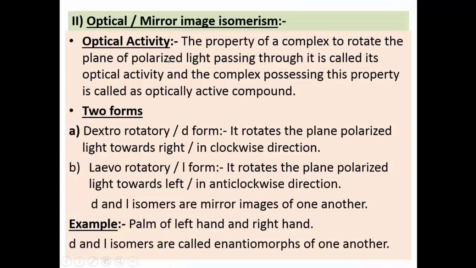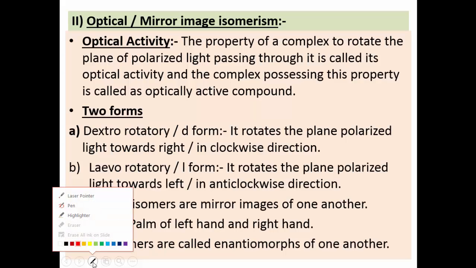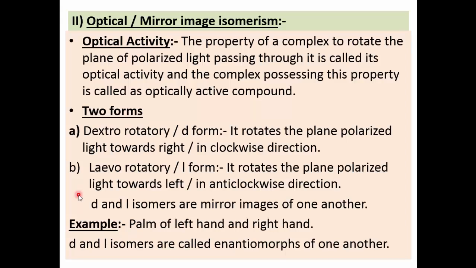Optical activity is the property of a complex to rotate the plane of polarized light passing through it, and the complex possessing this property is called an optically active compound. There are two forms of this optical activity. The compounds which show optical activity are divided into two forms.